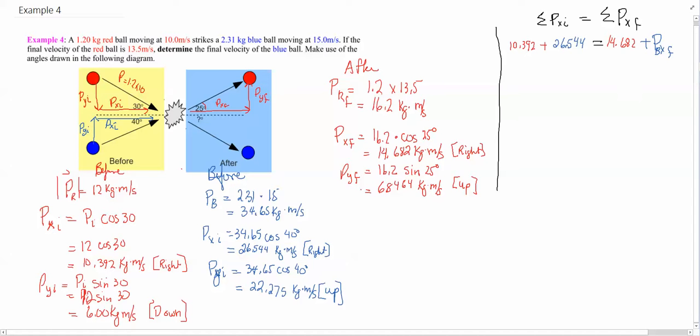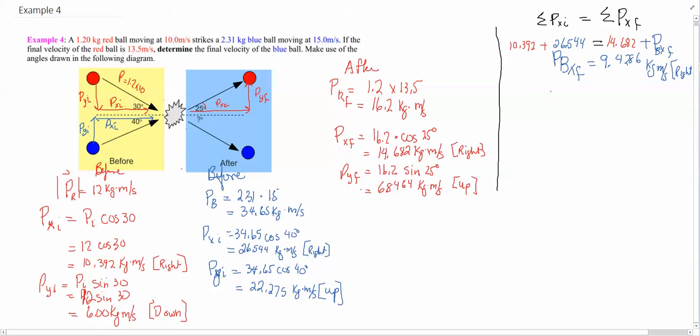So we add those together. We add the 10 and the 26, and we subtract the 14. That brings us with the sum of the momentum for the blue ball in the x direction final to be 9.4286 kilograms times meters per second. It's positive, so it's to the right.